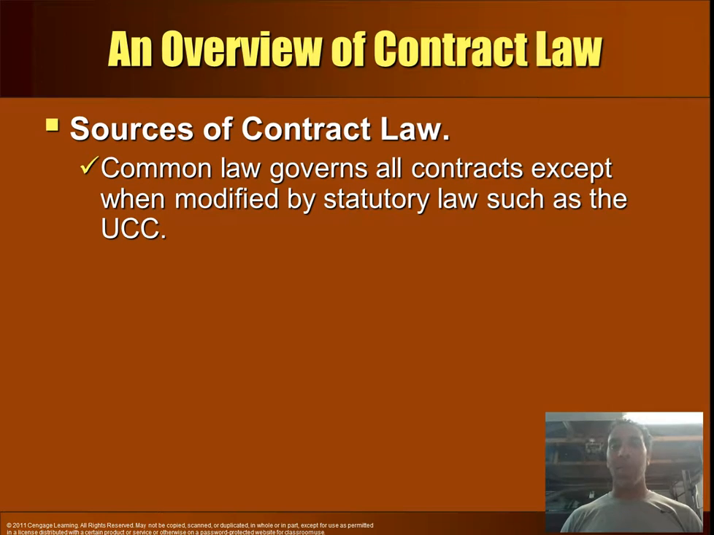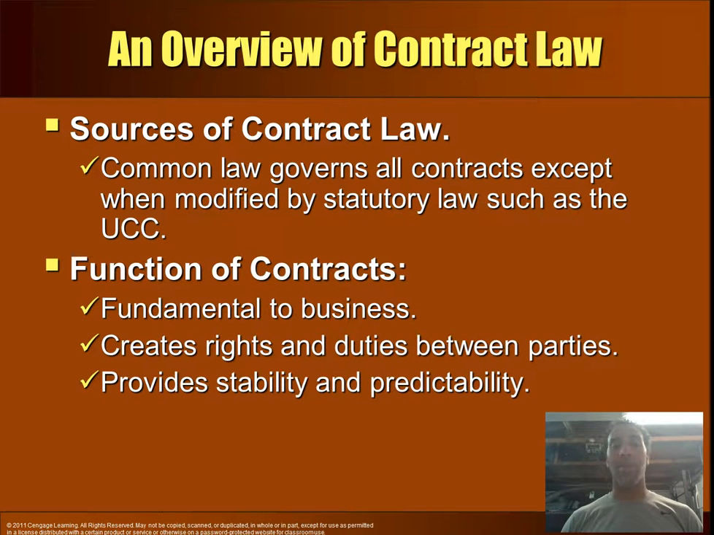So a little overview about contract law. The source of contract law: common law, which governs all contracts except when they're modified by statutory or written law, such as the UCC or the Uniform Commercial Code. The function of contracts are fundamental to business. Most people don't go into business with other companies unless they have a binding contract. It creates rights and duties between different parties, and provides stability and predictability.